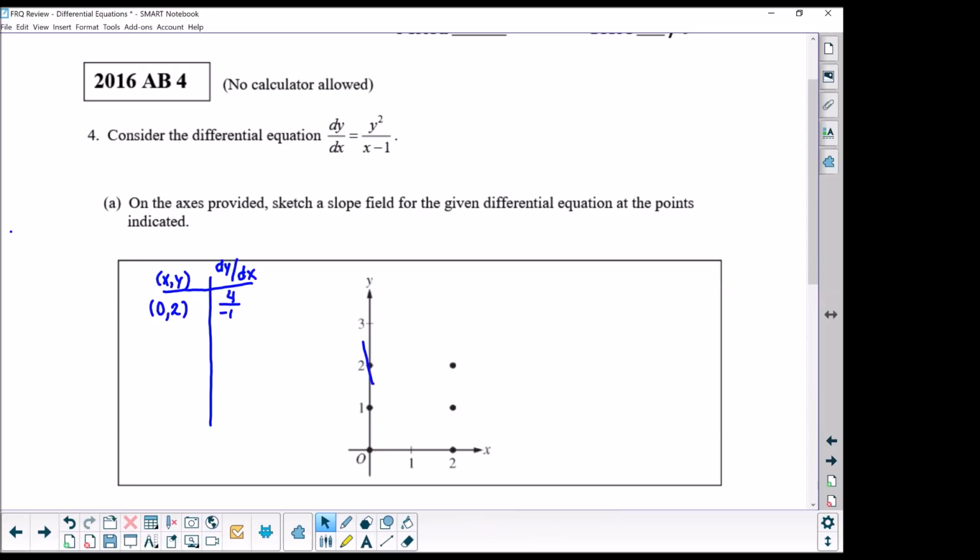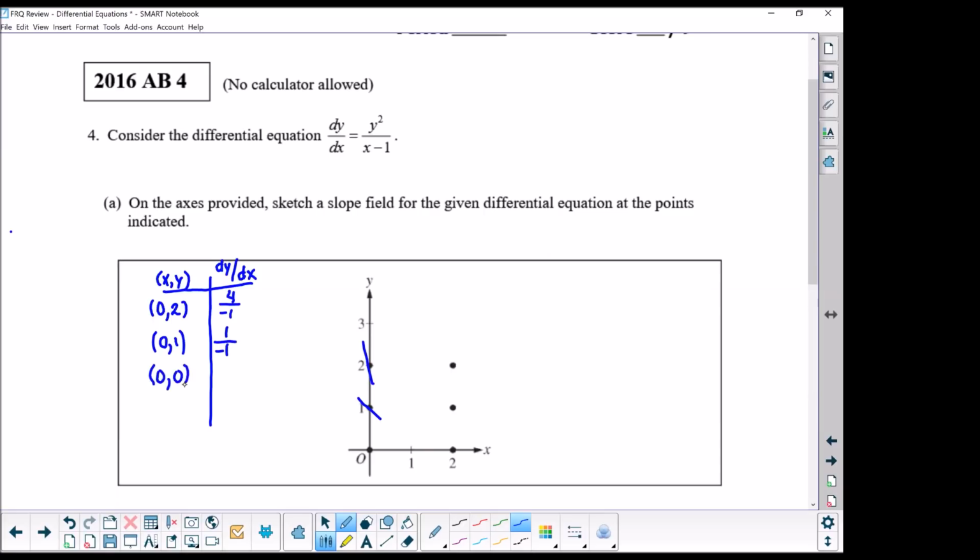If we go to the point 0, 1, now this guy we can see is not going to be quite as steep. We're going to get 1 squared on top, and again that -1 on bottom. So I would say make this one not quite as steep, but certainly make it negative to ensure that you get the points.